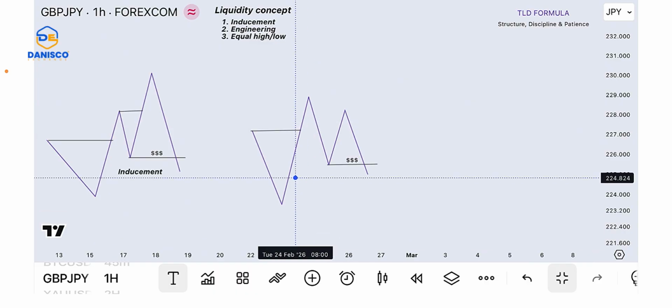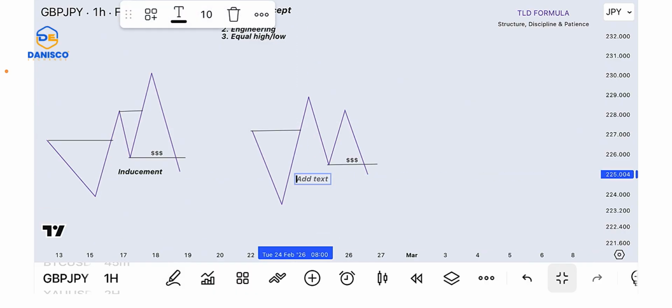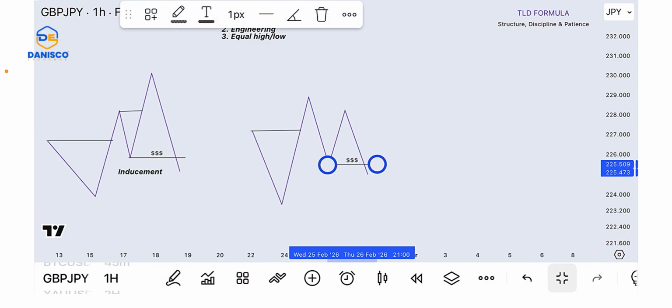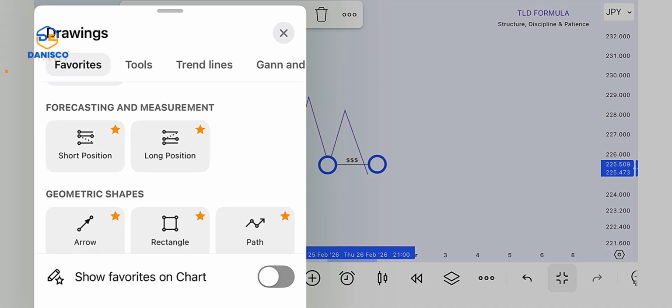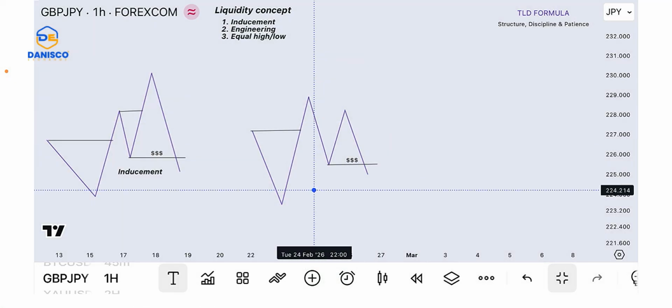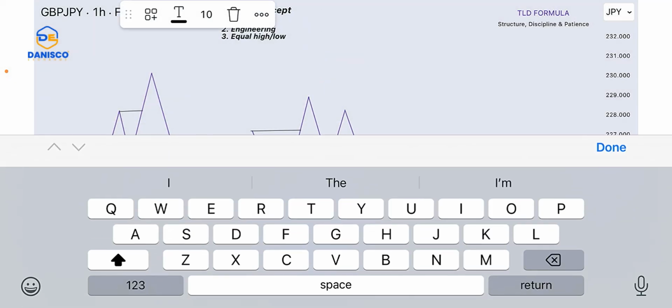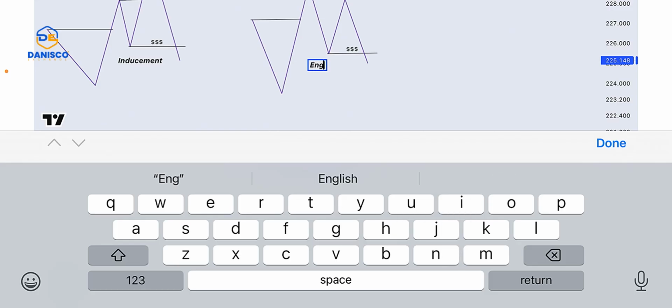I want to make this topic very brief. I want to make this video very short and brief. I don't want it to take longer time than it should. Engineering liquidity.